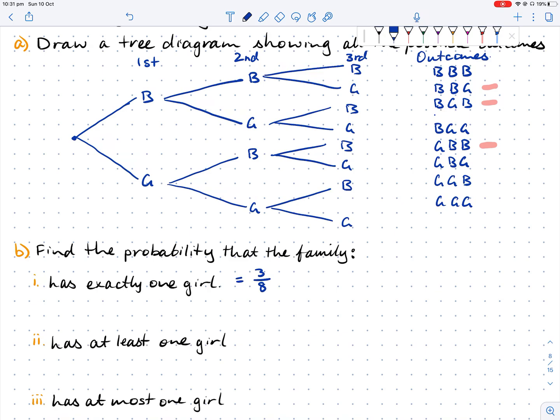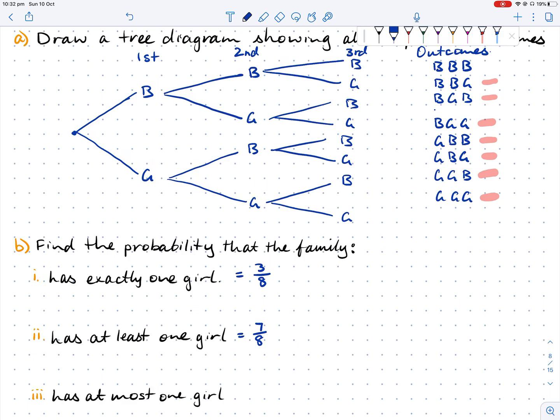The second one, the probability that the family has at least 1 girl. Okay, so that means a minimum of 1 girl. So you could have 1 girl, which we've highlighted here, could have had 2 girls, or we could also have 3 girls. So the probability that we've got at least 1 girl is going to be 7 out of 8.